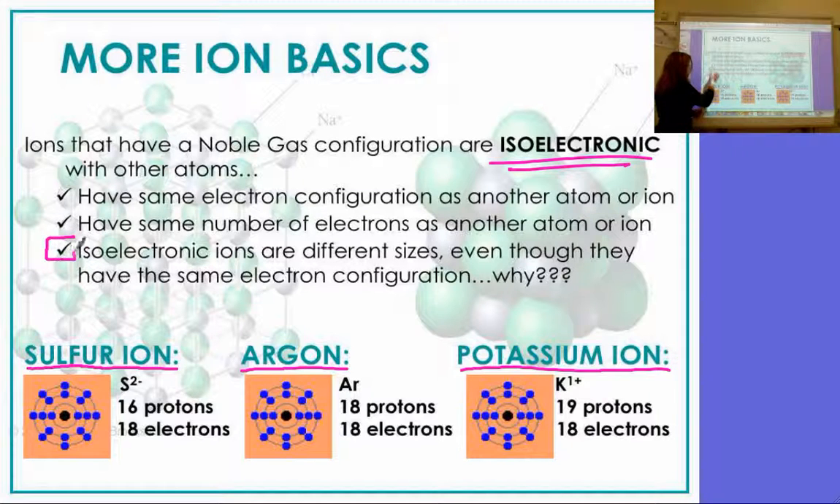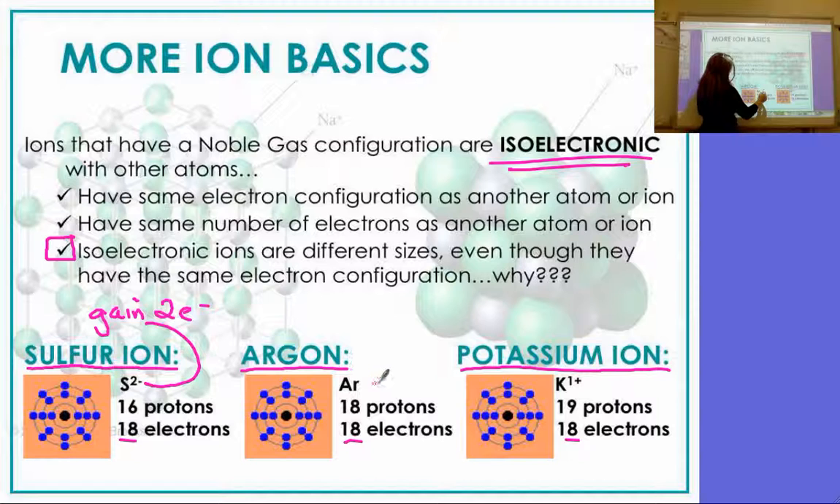Isoelectronic atoms are different sizes, even though they have the same electron configuration. Why? Here they each have 18 electrons. Sulfur with a 2-, that means sulfur did what? It gained 2 electrons. Argon has no charge. It's a neutral atom. It normally has 18 protons and 18 electrons.